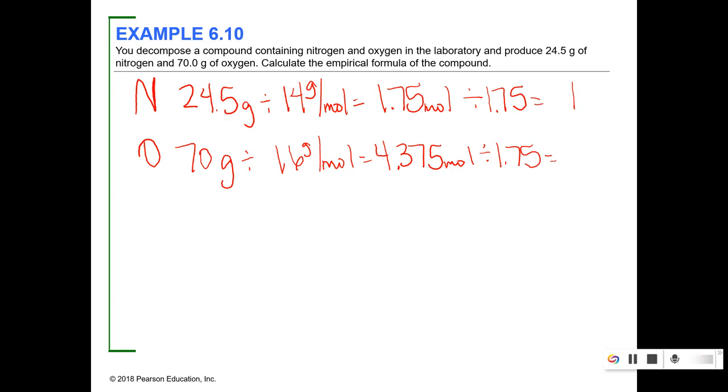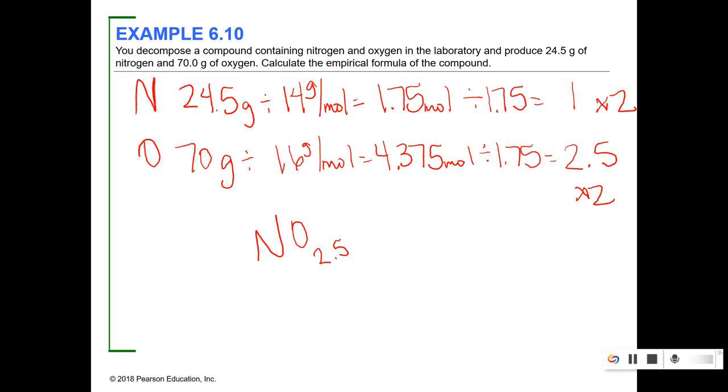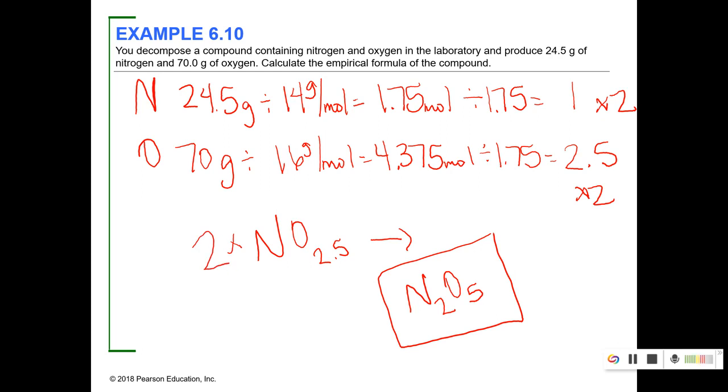So nitrogen is 1, oxygen is 2.5. This is the situation where I cannot have 2.5 as a subscript. So we multiply them both by a whole number. So my answer will be N2O5, because we cannot have partial number subscripts.